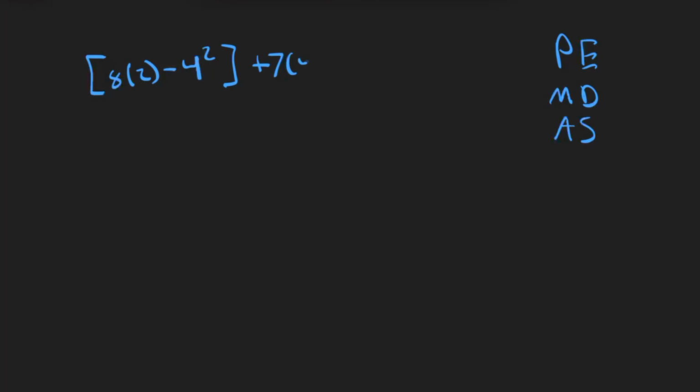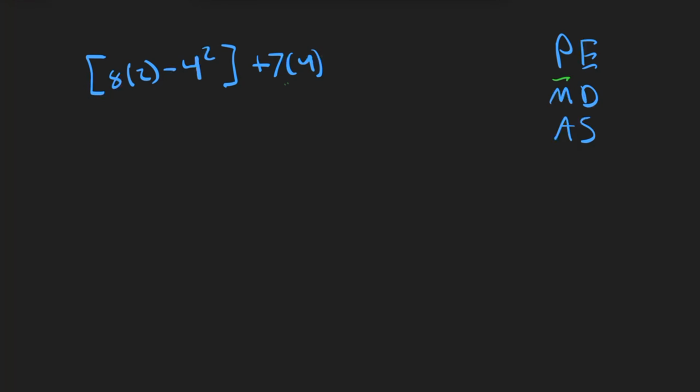Go ahead and rewrite down this. Please excuse my dear Aunt Sally. Let's try this problem. I'm going to have 8 times 2 minus 4 squared plus 7 times 4. Now, where would we start this? Parentheses. Parentheses is step 1.